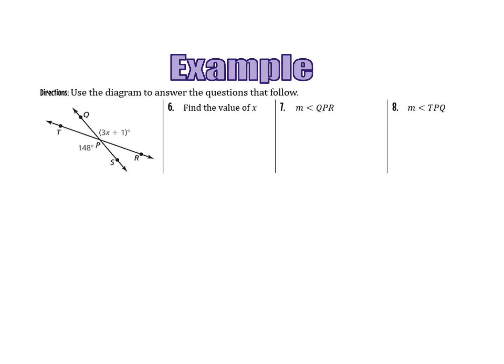All right, here we have an example, and we are given that this angle is 148 degrees and that this angle is 3x plus 1. We're going to be asked to find the value of x. Well, the vertical angles theorem says that these two angles, since they are vertical, must be equal. So we can use that to solve for x. We're also being asked to find the value of QPR. Well, if these are vertical angles, that means this angle must be the same as this angle, which is 148 degrees.